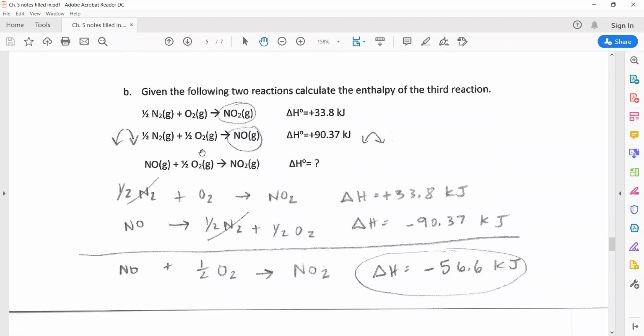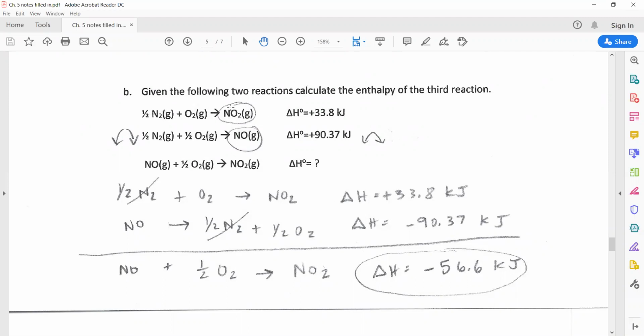Okay, another example, we're given 2 again. You can be given more than 2, but you're given multiple reactions with delta H's, and you're looking for an unknown. So the first step again is trying to figure out whether you need to reverse things or not. You notice there are lots of N2s and O2s. I would not pay attention to those yet. I would find things that show up one time, such as NO2 gas.